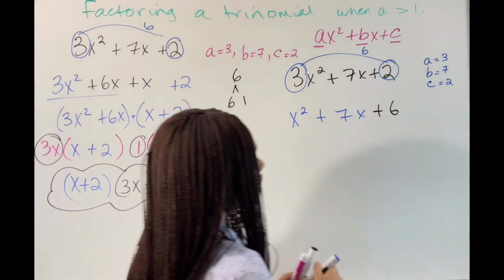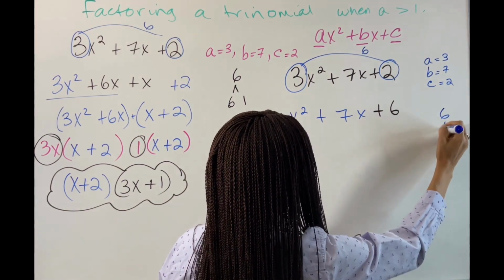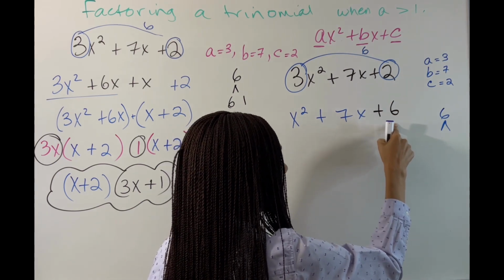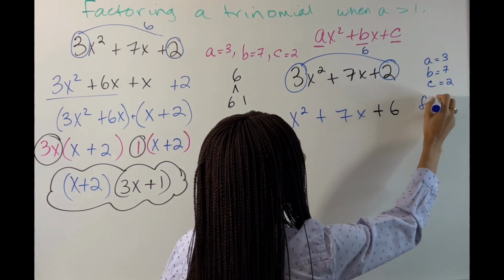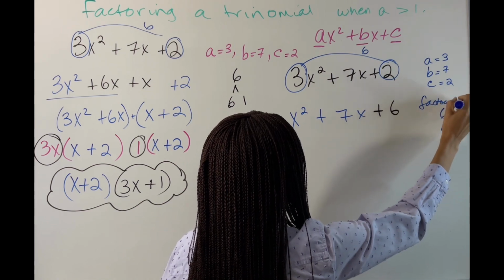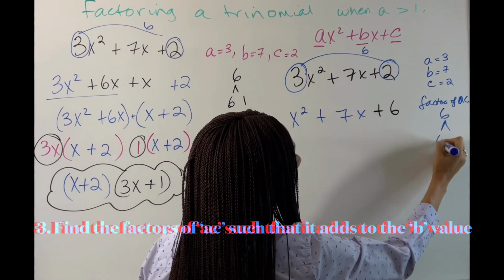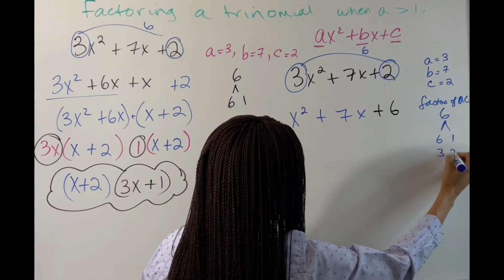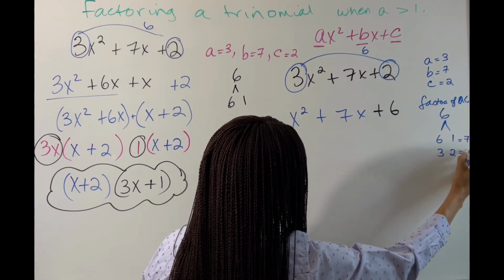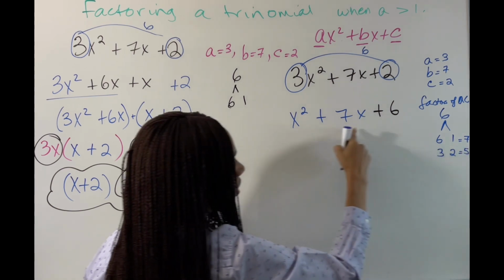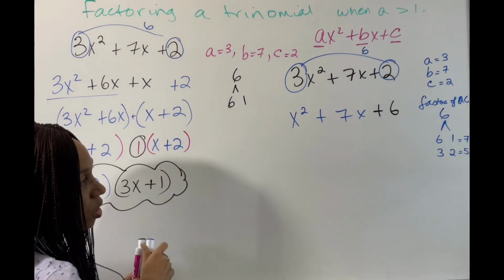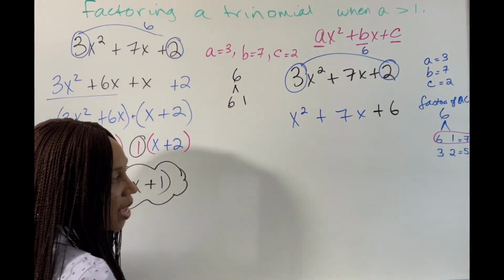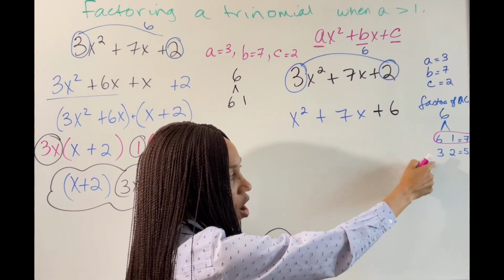Now what we are going to do, we are going to find the factors of 6, our ac right here. Find the factors of ac, which is 6 and 1, because obviously we can't use 3 and 2, because that is not going to give you 7. So we are going to choose the first one that we did, which is 6 and 1 here. We cannot choose this latter set of factors.